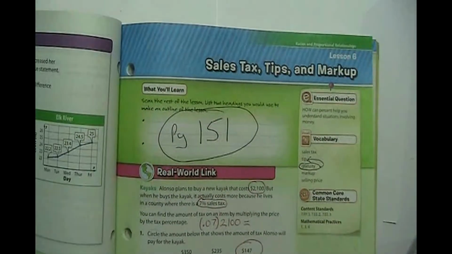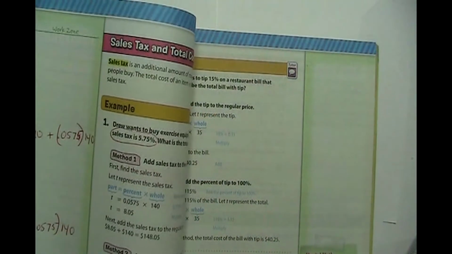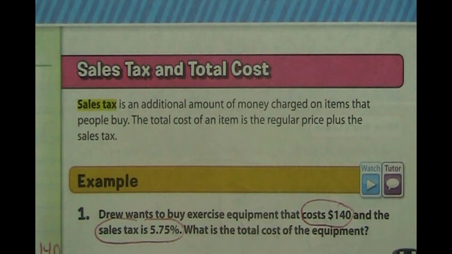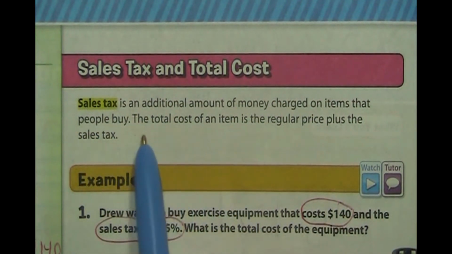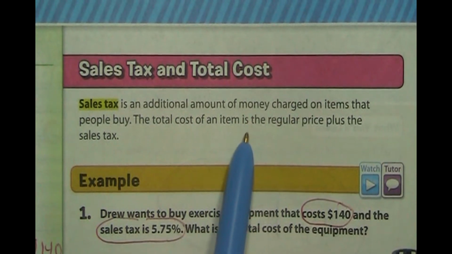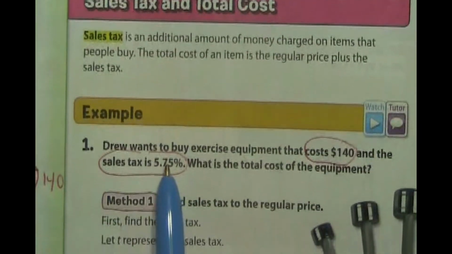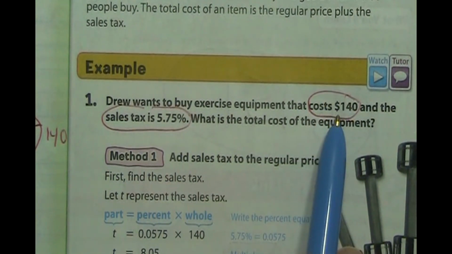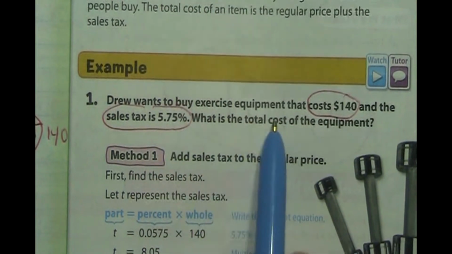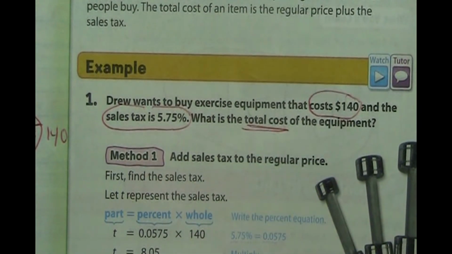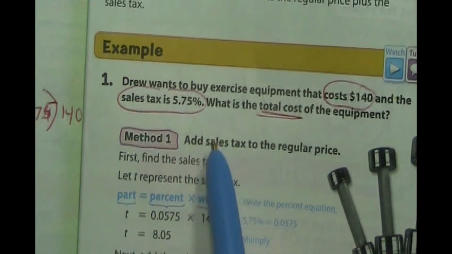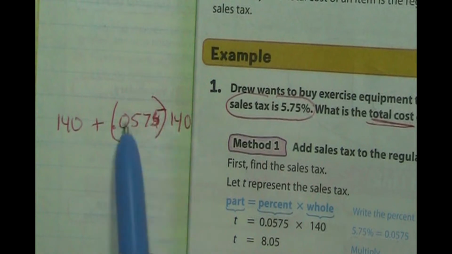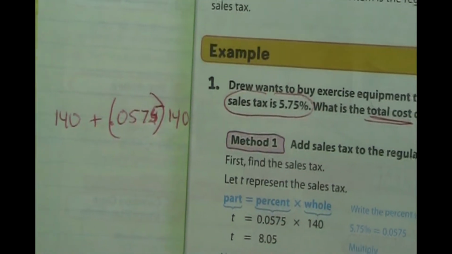Okay, so now let's go ahead and turn the page. Notice they talk about sales tax. We've already discussed that. It's adding on to the price. Notice that we have a problem here. An example, Drew wants to buy exercise equipment for $140, but there's a sales tax. What's the total cost? They want the total cost. Okay, two ways of doing it. Method one is just taking 140 plus the percentage of 140. That's the tax amount.